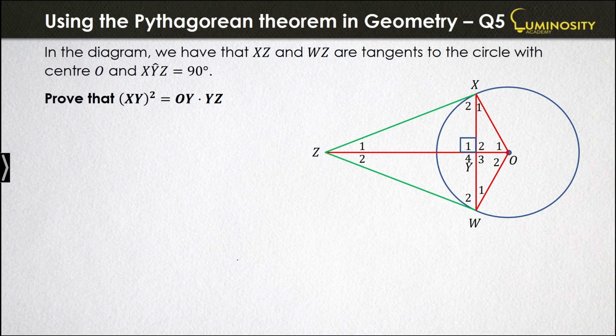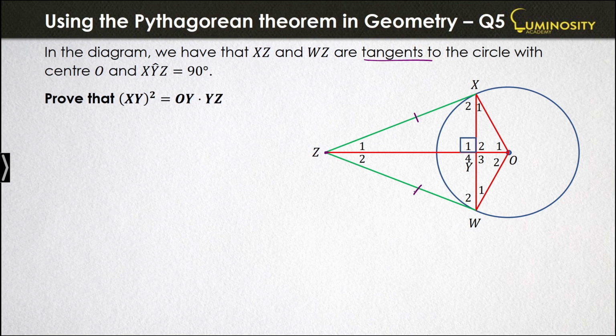In the diagram, we have that XZ and WZ are tangents to the circle. So that's really important that they are tangents, and they meet at a common point Z. So automatically, from one of our tangent theorems, we know that these two side lengths are equal.